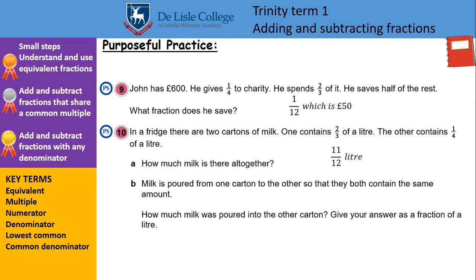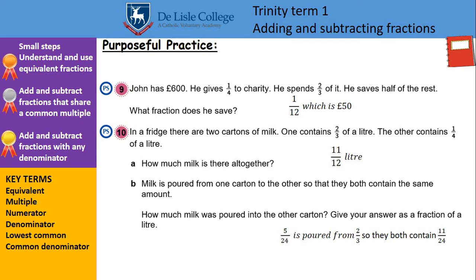For the second part, we're told we want both cartons contain the same amount. How much milk was poured into the carton? I've simply put an answer here. On the next slide, we'll go through it in a little bit more detail. Okay, so 5/24 is poured from the 2/3 of a litre one to make them equal.